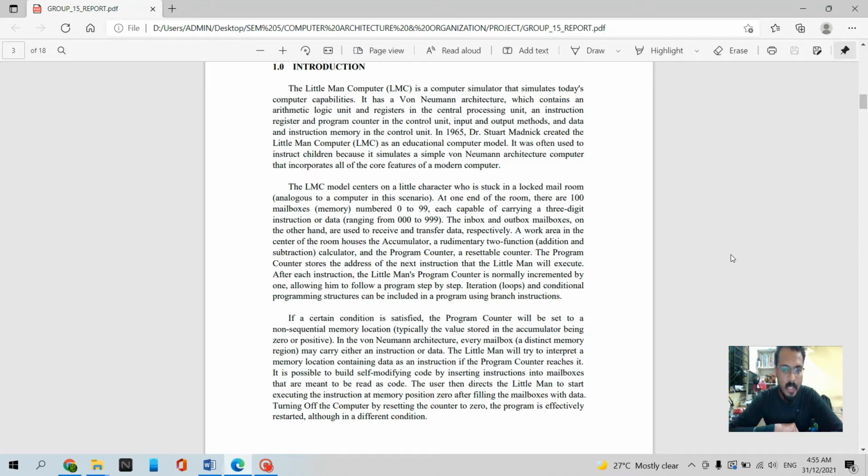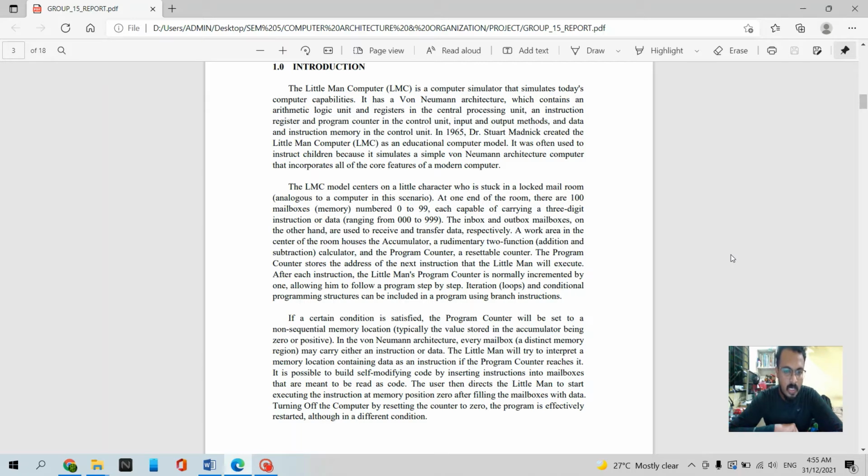step by step. Iterations, a loop, and conditional programming structures can be included in a program using branch instructions. If a certain condition is satisfied, the program counter will be set to a non-sequential memory location.